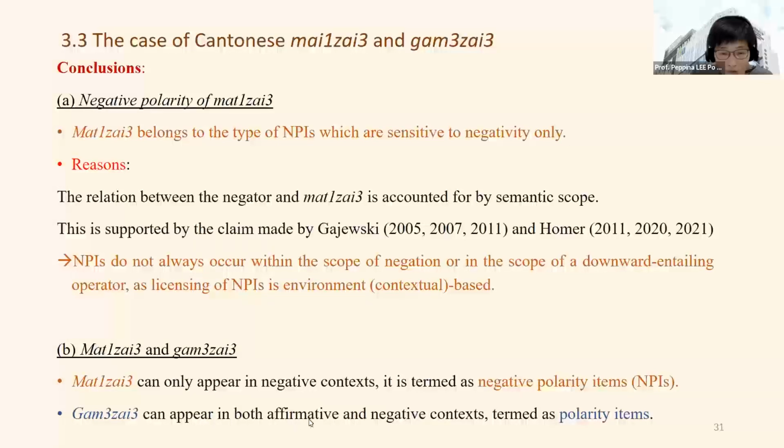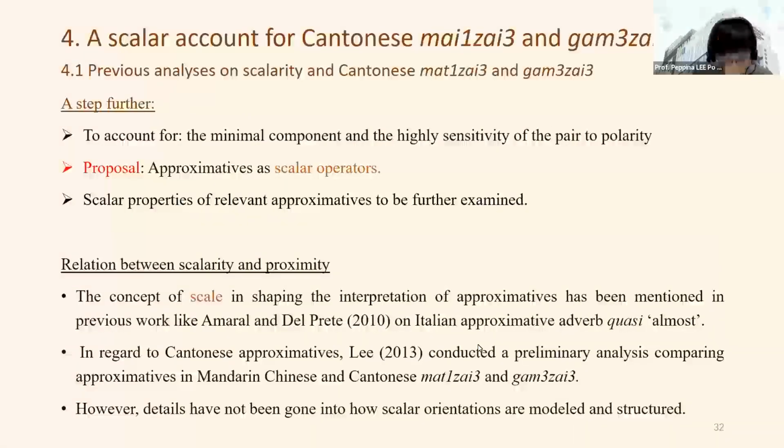Gamzai can appear in both affirmative and negative contexts. So the term we'll be using is that it can be both an NPI and a PPI. That's why we vaguely call it a polarity item. The first one here, the polarity, was a little bit complicated because of the syntactic reasoning pattern. However, the next one, which is important, is the scalarity properties of matzai and gamzai. If we want to take a step further, so far at least we need to account for the minimal component of the two, and also the high sensitivity of the pair to polarity.